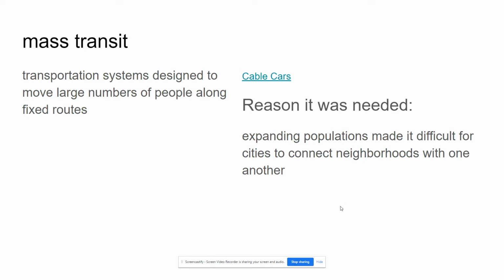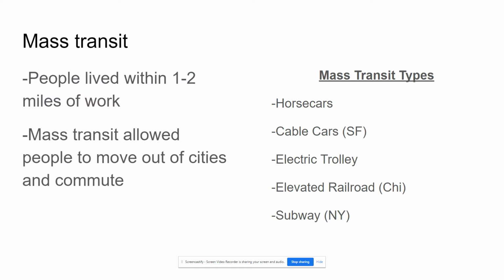All right, so we're going to go through the different types of mass transit and the ways that they tried to connect neighborhoods. So most people lived about a mile or two from work, and if you walk, and you guys can do the math here, most people walk between 3 or 4 miles per hour. So if you live 2 miles from work and you walk 4 miles per hour, how long does that take you? We'll see if you guys can figure that out.